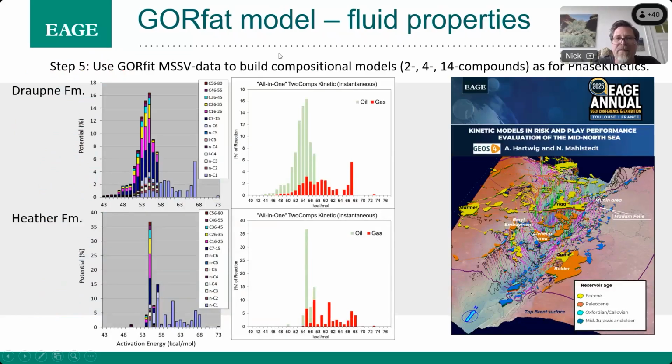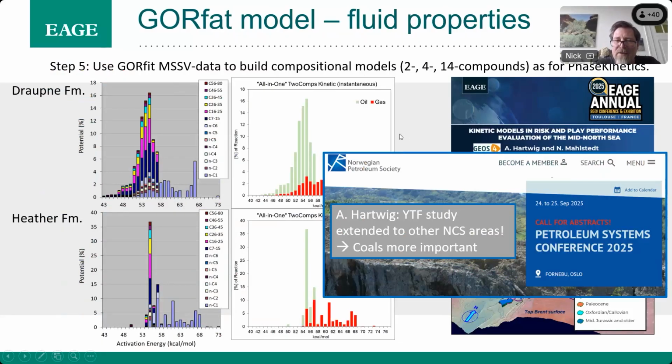In the final step, we can also build compositional kinetic models, as for phase kinetics, using the GORFIT closed system MSSV data. In the study of Alex, he used the two-compound kinetics, or oil and gas kinetic model, for modeling. I would like to announce that he will also present those results at the Petroleum Systems Conference in Oslo in September, but this time for an extended study on other areas of the Norwegian continental shelf where coals play a much more important role as source rocks.